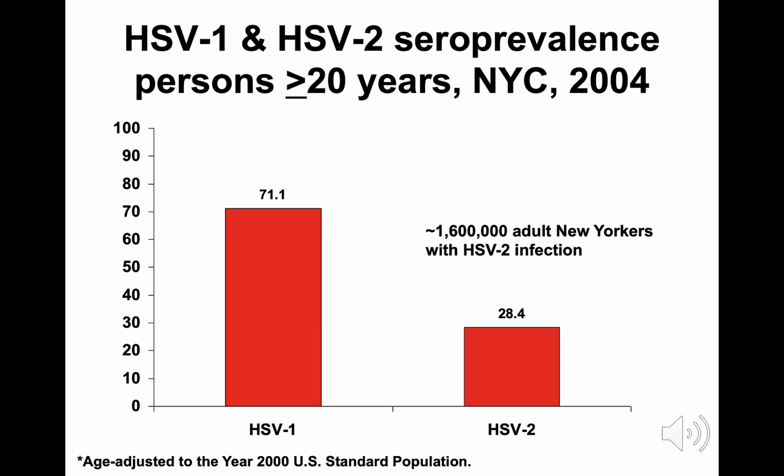71.1% of HSV1 antibody is probably largely oral infection in New Yorkers because HSV1 is most commonly oral infection. However, some portion of that is also genital infection. In contrast, the 28.4% HSV2 seroprevalence is probably almost all genital infection because while HSV1 can cause genital infection, HSV2 only causes genital infection. It does not tend to cause oral infection. So the 28.4% genital infection estimate here is probably a minimum estimate, and it translates to about 1.6 million adult New Yorkers with genital HSV2 infection.